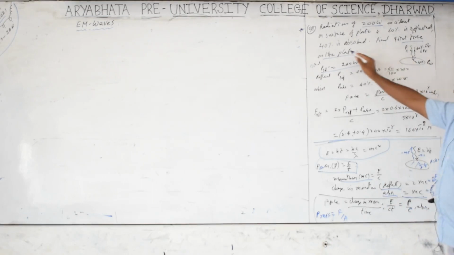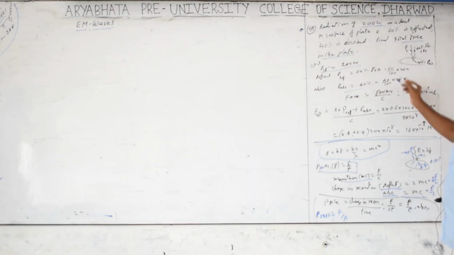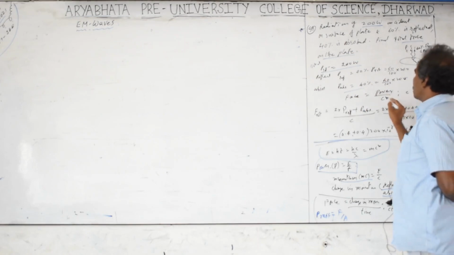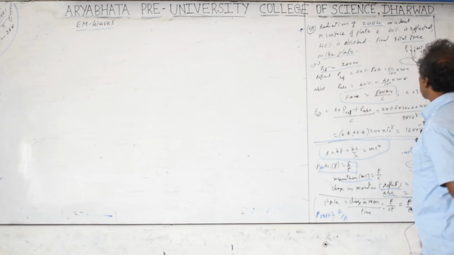Absorbed power is nothing but equal to 40%. 40% is absorbed. That is 40 by 100 into 200, which is nothing but 0.4 into 200. The total force is nothing but equal to power divided by speed of light. Speed of light is 3 × 10⁸ meter per second.